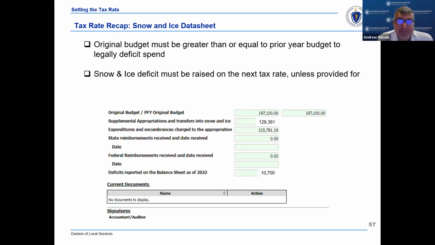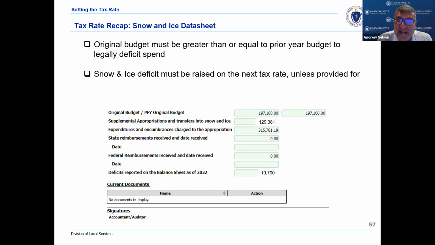But in this case, the reason we're doing that is you have to fund your snow and ice budget at least level. It can increase, but it cannot decrease. So the prior year budget for this community was $197,100. They made the same budget this year. That means they are protected and they have a legal deficit should they have one. If that went down any amount of money, it is no longer a legal deficit.